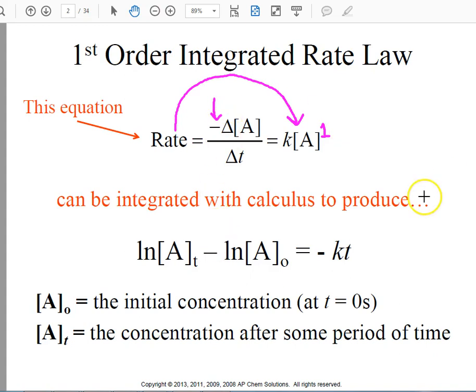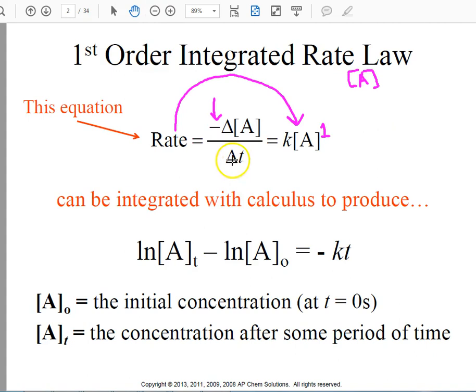Now, in this particular section, when we're talking about integrated rate laws, we're only going to be talking about the rate law of one reactant reactions. And if there's more than one reactant, we're going to actually create a pseudo reaction where only one reactant really matters in terms of the rate. And when we talk about labs, I can explain that a little more. But we're going to assume in this section that we're just talking about single reactant reactions.